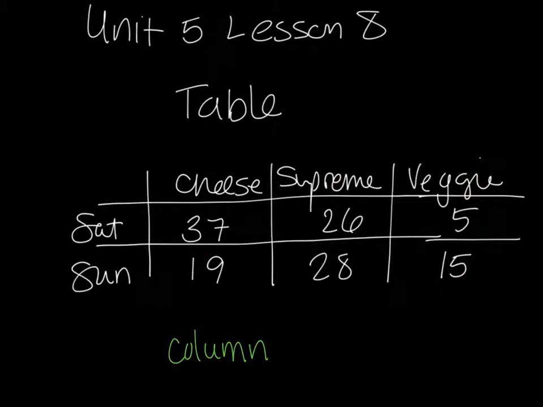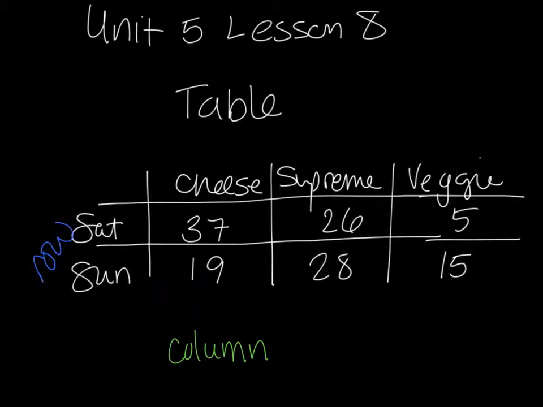Now, you can always ask when you look at a table, because in your homework you're going to have tables. When you look at the table, just before you even get started, understand it and remind your child what is column, what is row. And so you can ask, what are the columns in this table? And the answer is this column is the cheese column, this column is the supreme column, and this column is the veggie column. And then we have another word called row, and that's those over here.